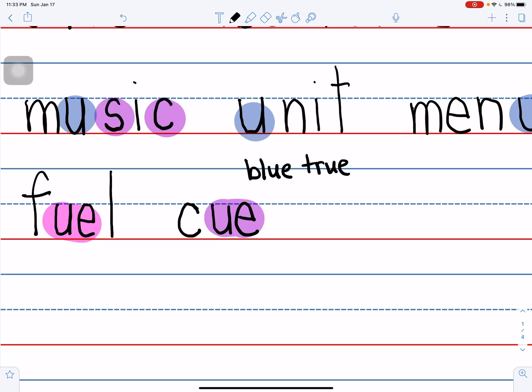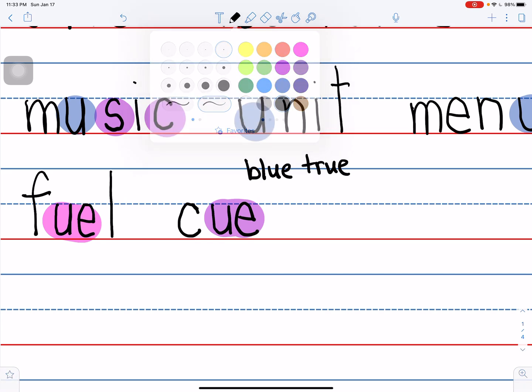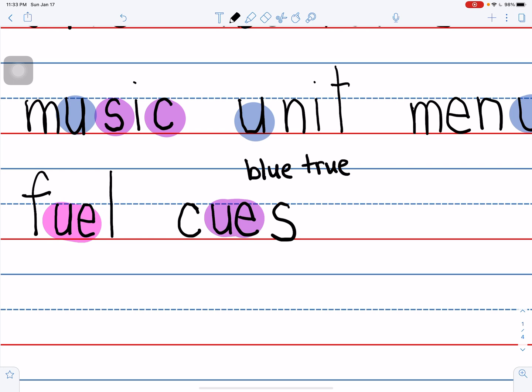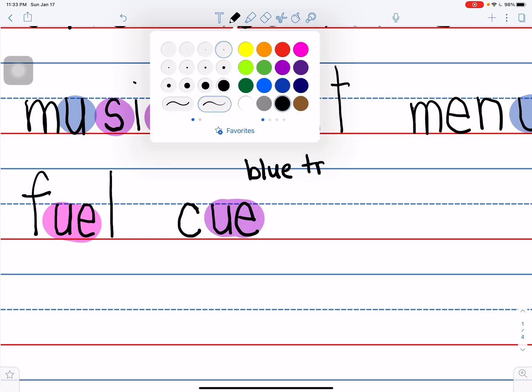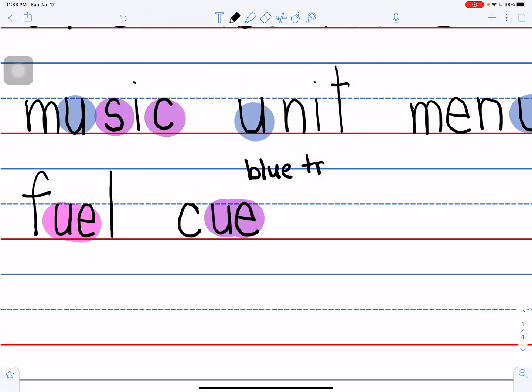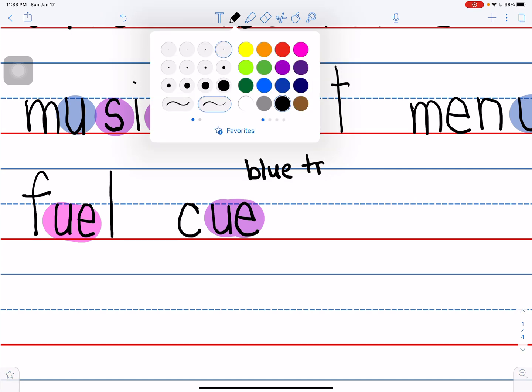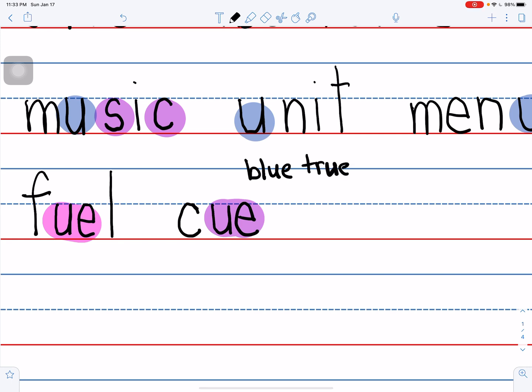Oh, actually, the word on your list is cues, made plural, so we actually need to put an S here, cues, because there's more than one. So we use the S to make it plural. Then we have some bonus. Oops, what happened there? Let me go back and put the S in there. Something's happening here. Cues. There we go. All right.